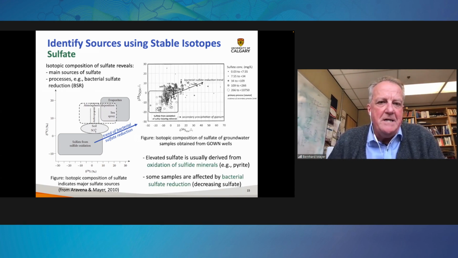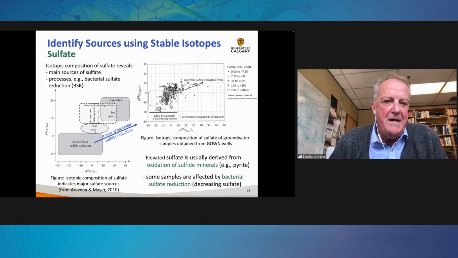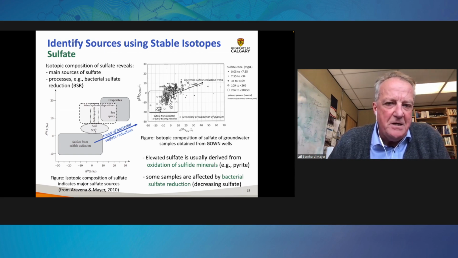On the right-hand side of the slide, you now see the observations we have made through sulfate isotopic fingerprinting of groundwater samples in Alberta. And especially for the samples with the very high sulfate concentrations having the large open circles, you can clearly see that all of this sulfate comes from the oxidation of sulfide minerals in the subsurface.